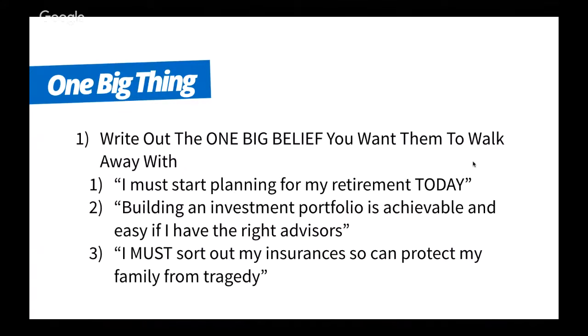The third mindset shift might be, I must sort out my insurances so I can protect my family from tragedy. You know, I was at the stage where my wife kept saying to me, Marlon, you need to do it, and I did nothing. And then eventually she made me do it. But what if you could get someone on a webinar, at the end of it, they're a bit complacent. By the end, they're like, I have to do this. So it's more than just tactics you're going through.